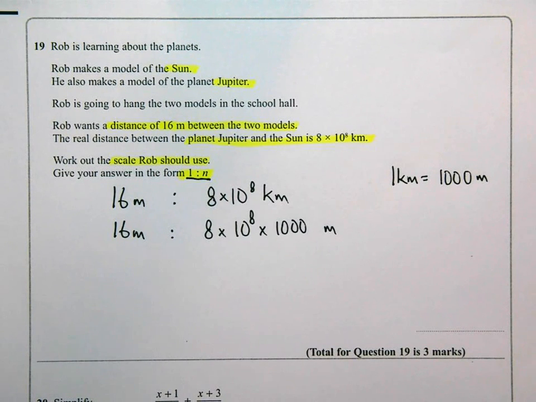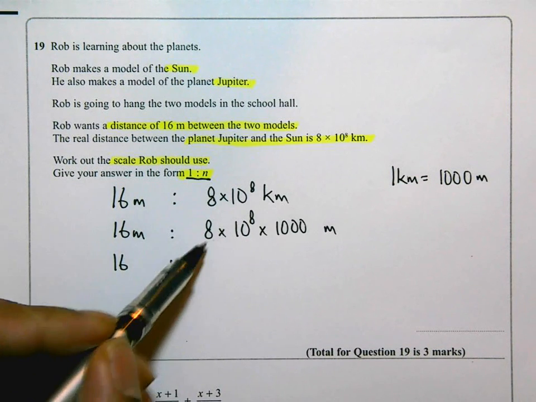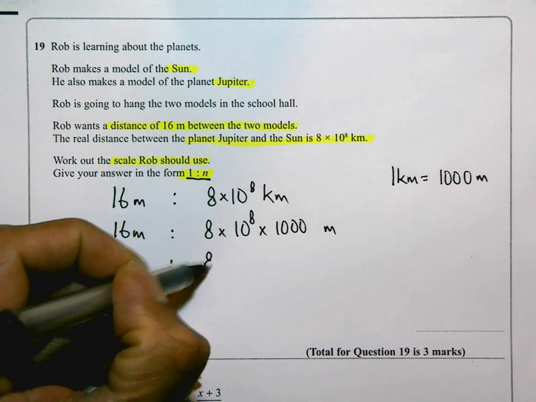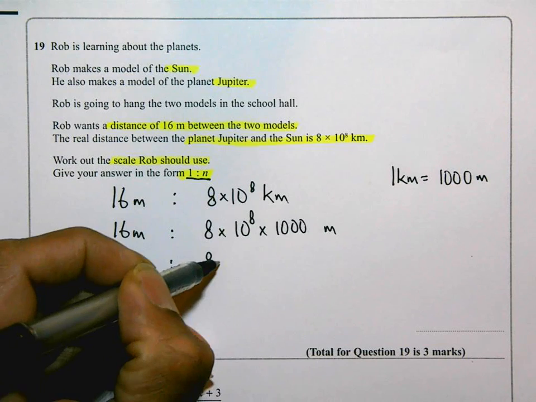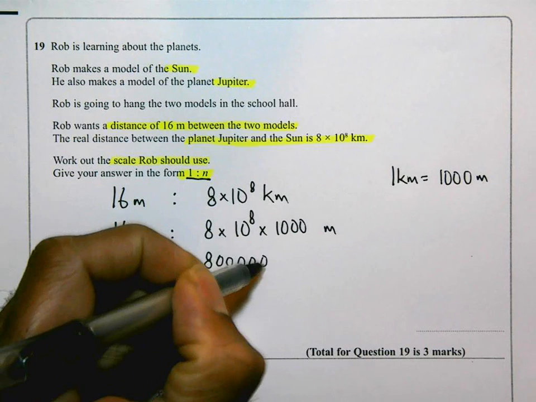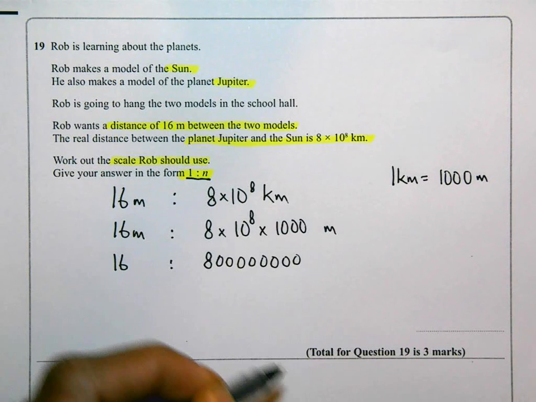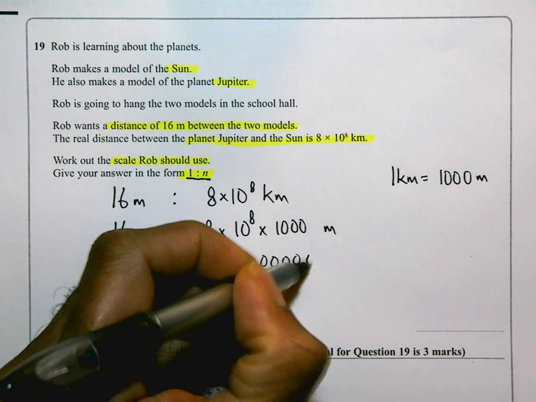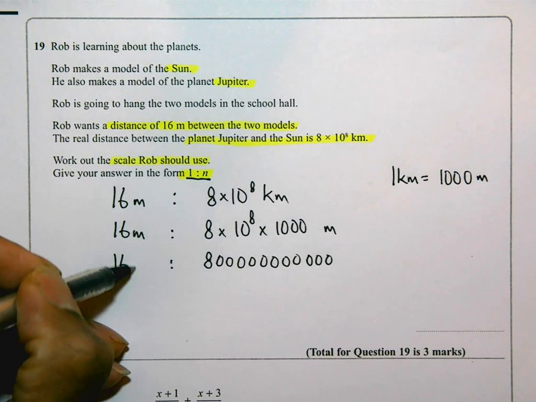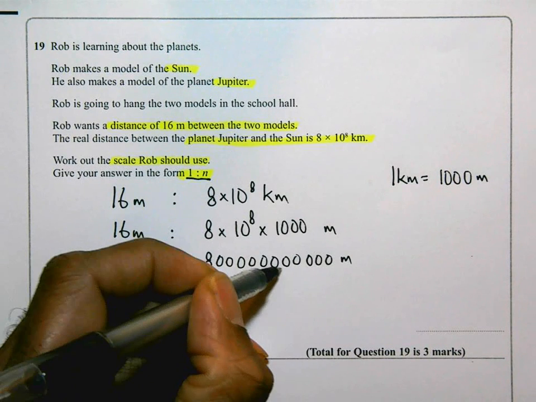On this side I have 16 meters, and on this side I'm now going to write this out as a full number. So that's 8 times 10 to the power of 8, so that means I have to put 8 zeros after it. 1, 2, 3, 4, 5, 6, 7, 8. And then when I times it by 1,000, I need to put another 3 zeros after that. 1, 2, 3. Okay, so now both sides are in meters. That's 16 meters, and that's 8 with 11 zeros after it.